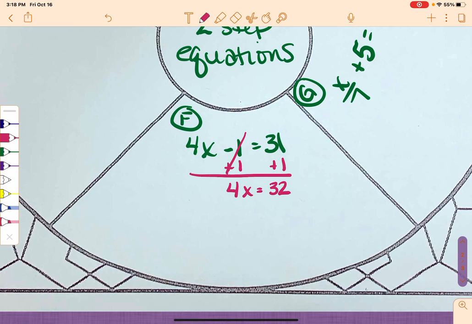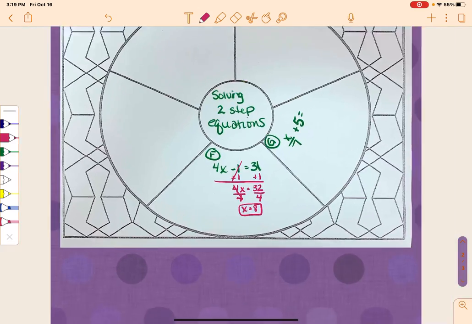Okay, then, to get x alone, I'm going to have to get rid of this. So this is 4 times x. So the opposite of multiplying by 4 is dividing by 4. So these cancel down to 1, so you're left with 1x. And 32 divided by 4 is 8. Okay, here's our last one.